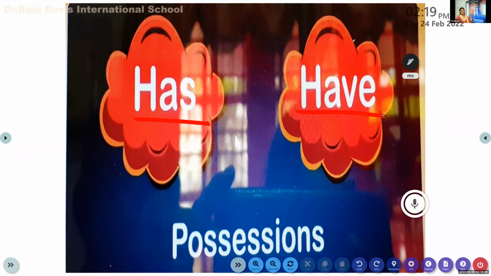It tells that I own a big car. I have a long hair. So what you possess, what you have. So we use has and have to show or indicate possession, or to say what someone owns or possesses.